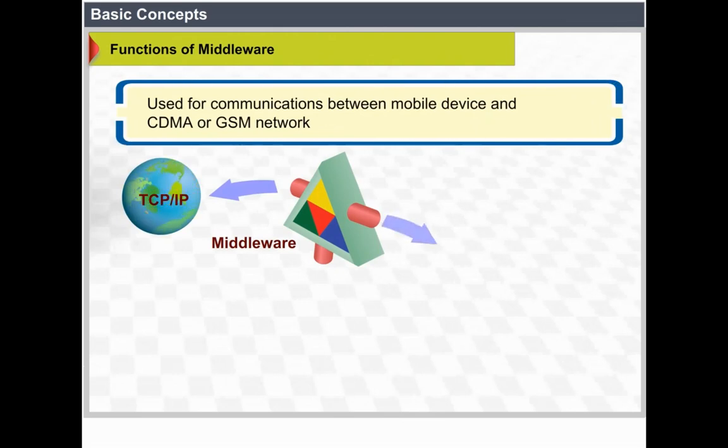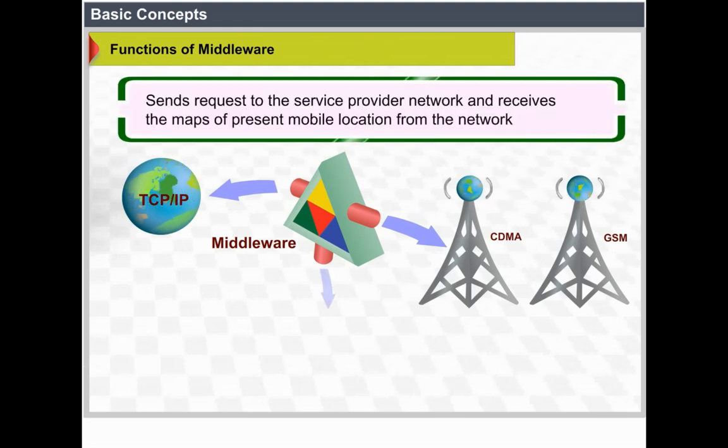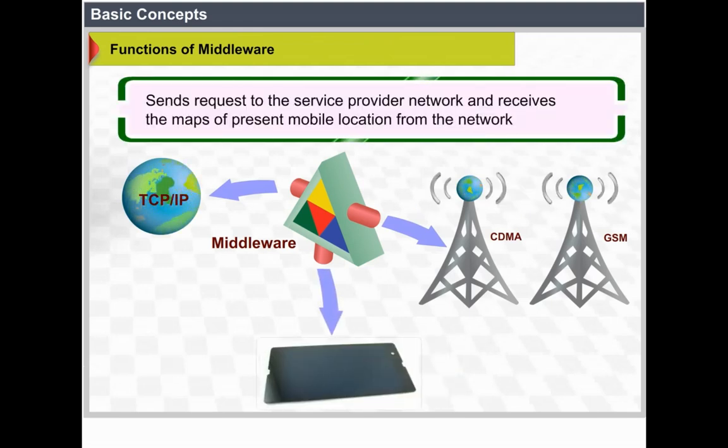Used for communications between a mobile device and a CDMA or GSM network. Sends requests to the service provider network and receives the maps of the present mobile location from the network.